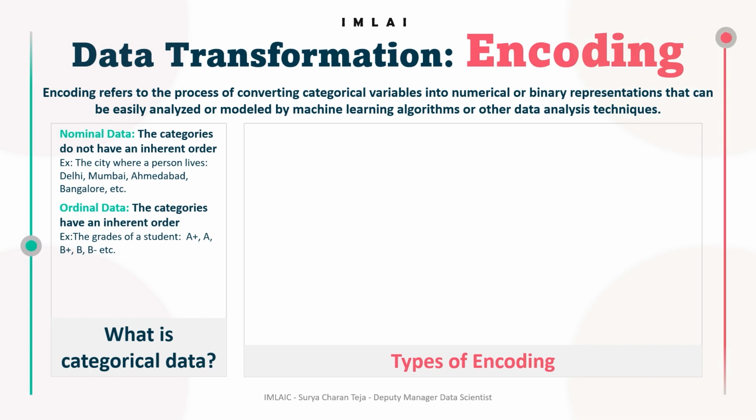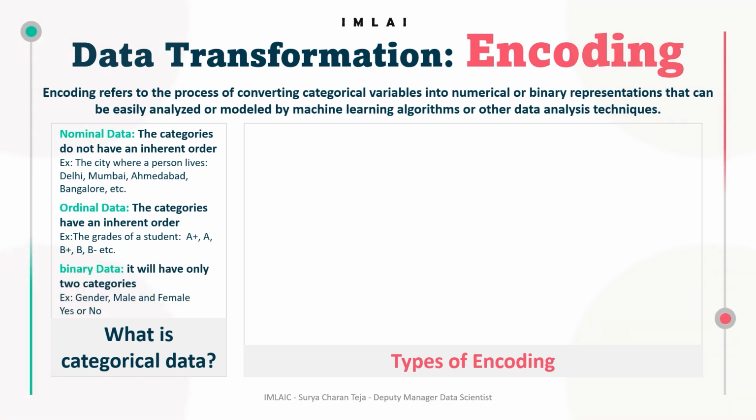The second one is ordinal data. The categories have an inherent order, like the grades of a student: A plus, A, B plus, B, B minus. And the third type is binary data. It will have only two categories, such as male, female. Of course, we can't say male, female is binary data these days, because in Europe and America they have 10 to 15 categories of gender. So it will become nominal data. But yes or no, pass or fail, these are perfect binary data.